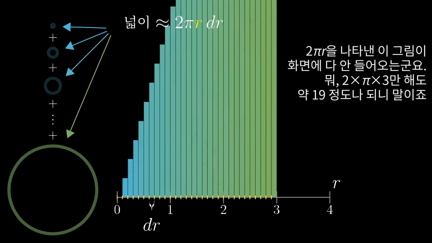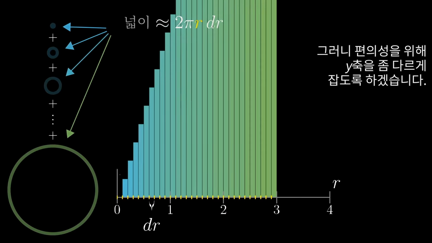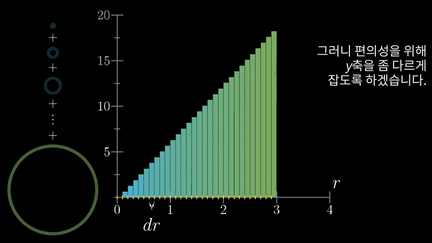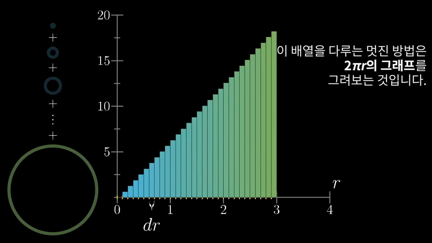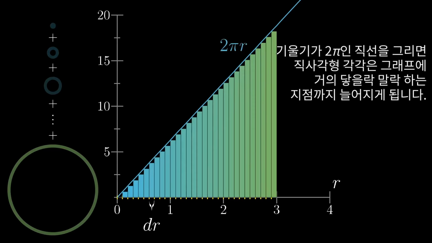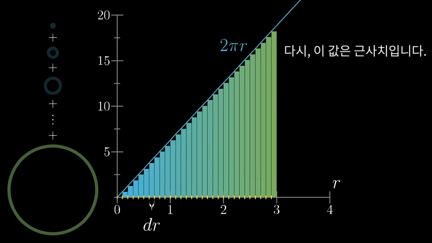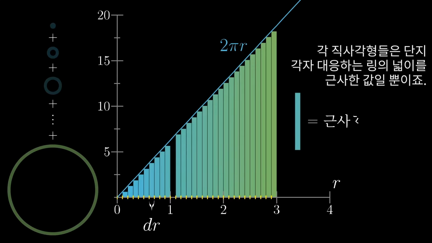Pictured like this, 2 pi r can actually get kind of tall for the screen. I mean, 2 times pi times 3 is around 19, so let's just throw up a y-axis that's scaled a little differently so that we can actually fit all of these rectangles on the screen. A nice way to think about this setup is to draw the graph of 2 pi r, which is a straight line that has a slope 2 pi. Each of these rectangles extends up to the point where it just barely touches that graph. Again, we're being approximate here. Each of these rectangles only approximates the area of the corresponding ring from the circle.